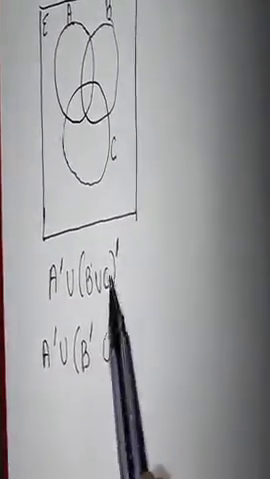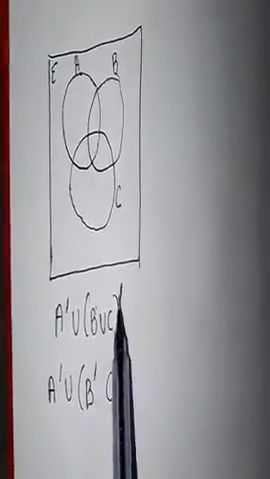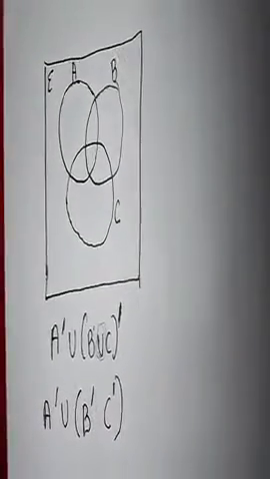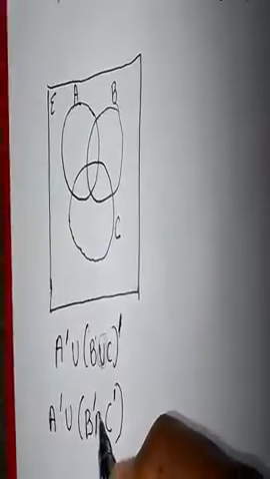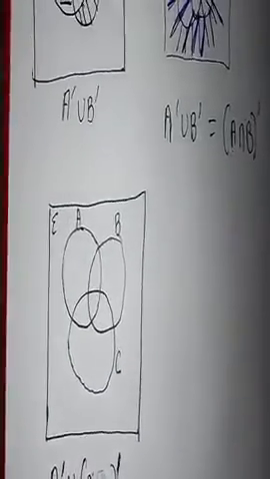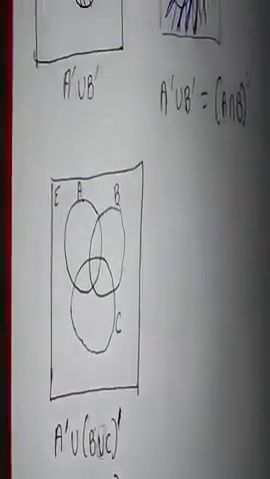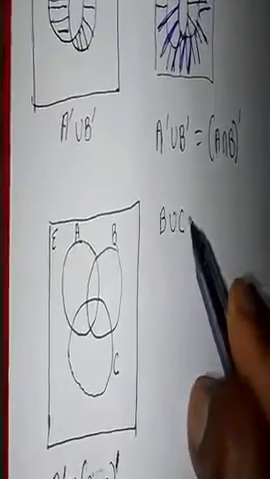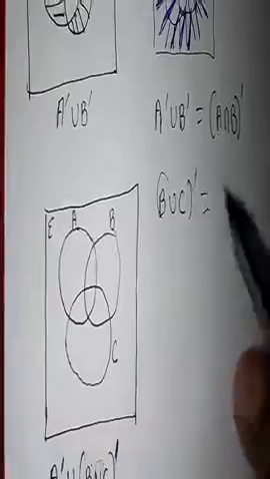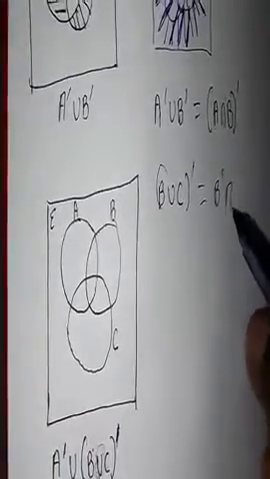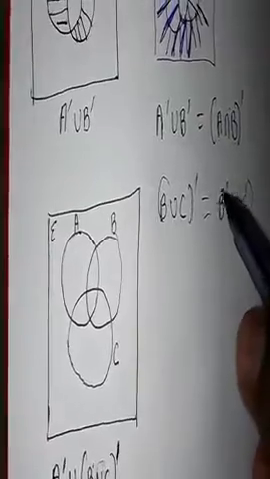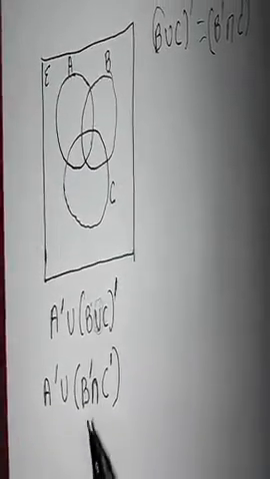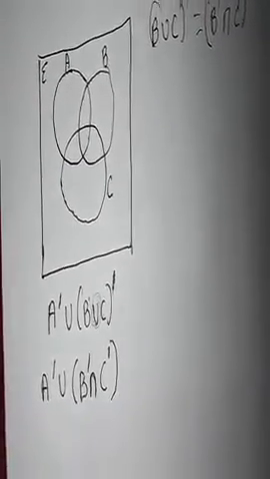Then when you distribute this complement, the operation here will change to intersection, which proves that point which we said: that B union C complement is equal to B complement intersection C complement. So this is the same thing as this. When you distribute, you change the set operation in the middle. So I've changed it to intersection.